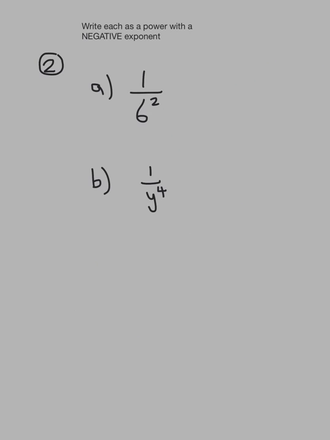This question here, write each power as a negative. So we're going to do the opposite of what we just did. So therefore, 1 over 6 squared, if we were to bring the 6 upwards, it would become 6 to the negative 2. And we can leave it like that because that's what the question is asking for, a negative exponent. So 1 over y to the 4th, if we were to bring the y upwards, it would be y to the negative 4.